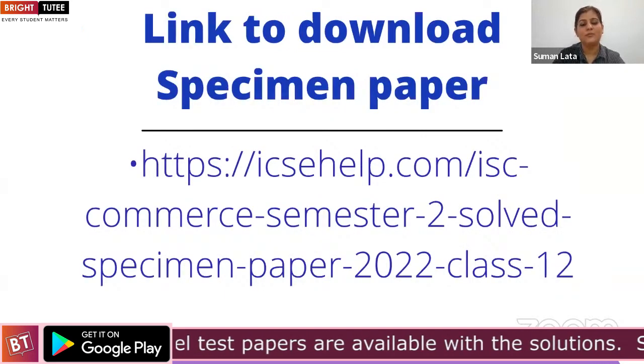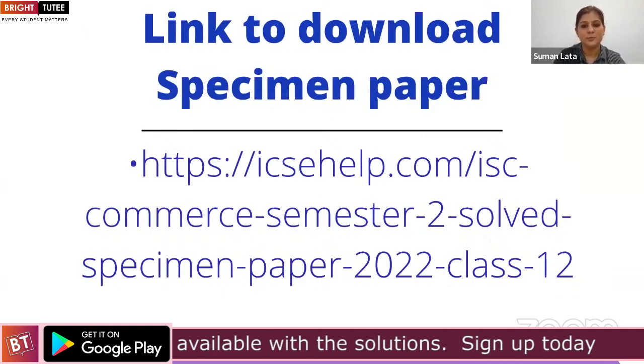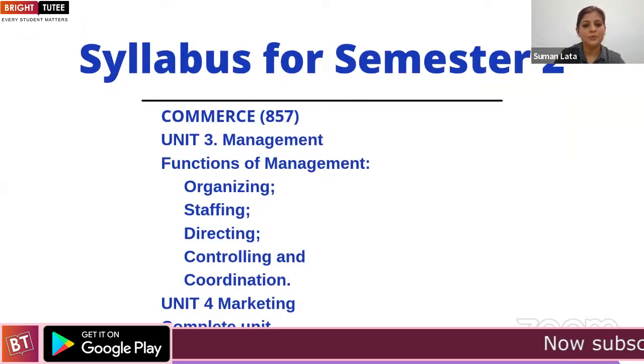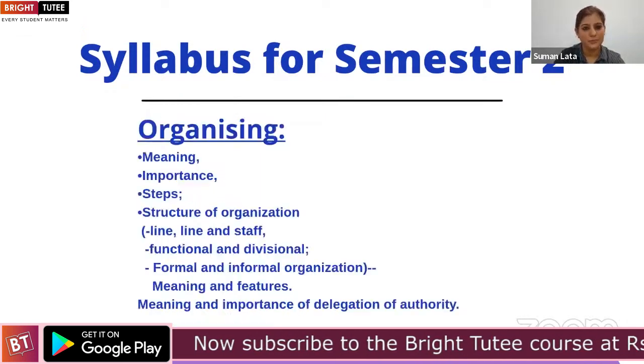And this is the link from where we can download our specimen paper. This is the syllabus for semester 2, unit 3, functions of management. These are different chapters: organizing, staffing, directing, controlling, and unit 4, a complete unit.